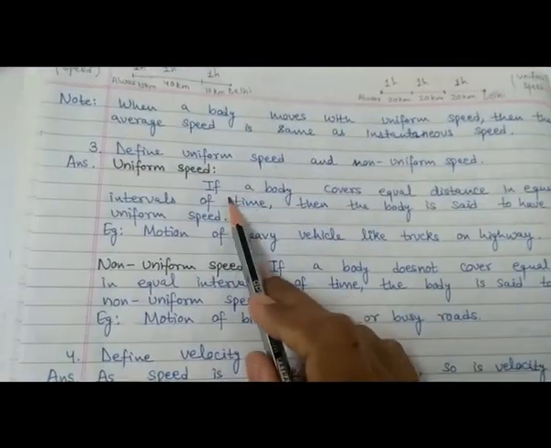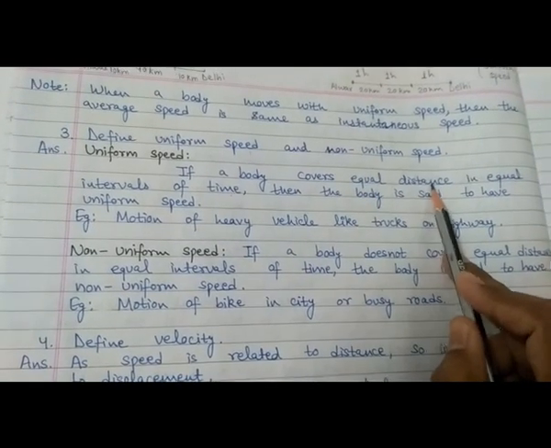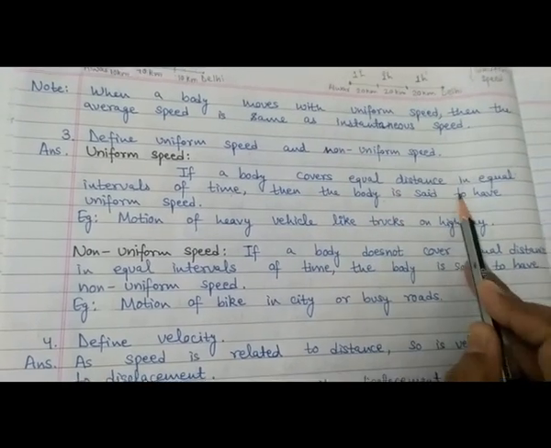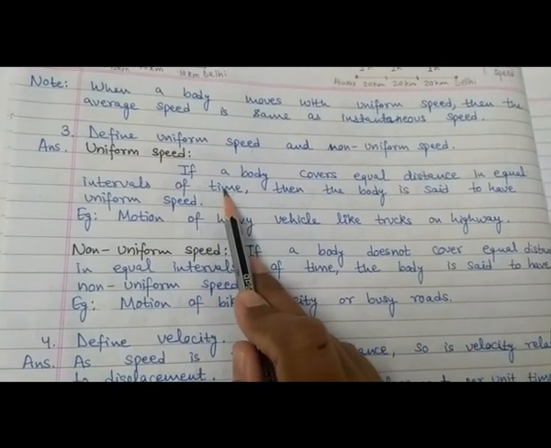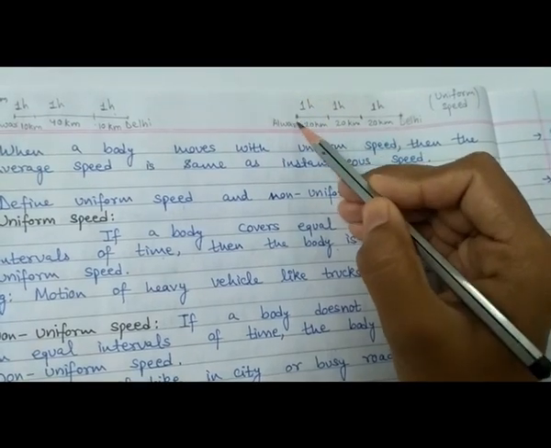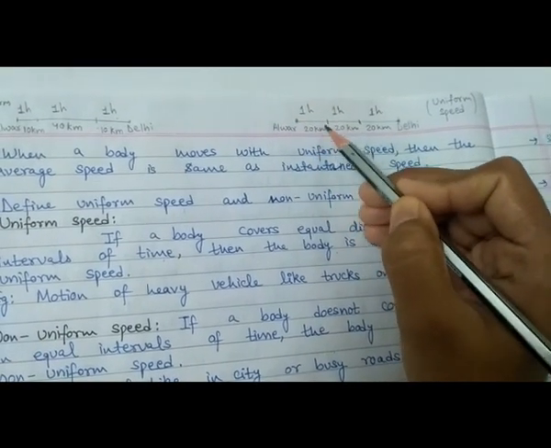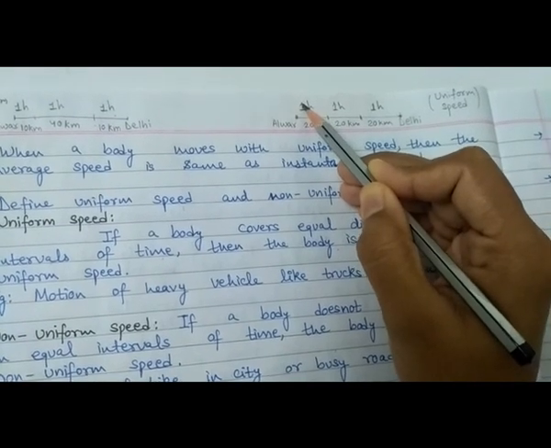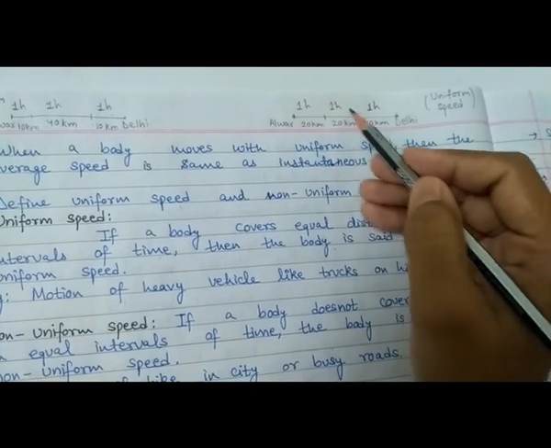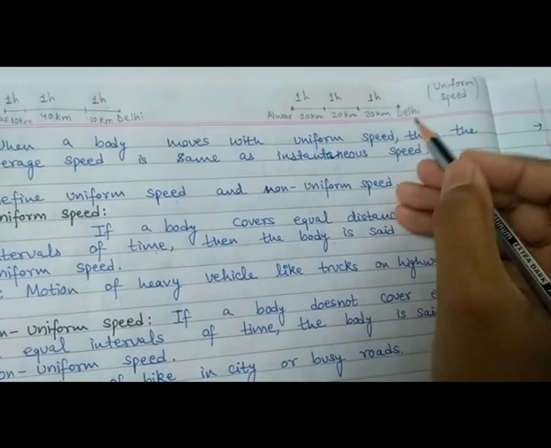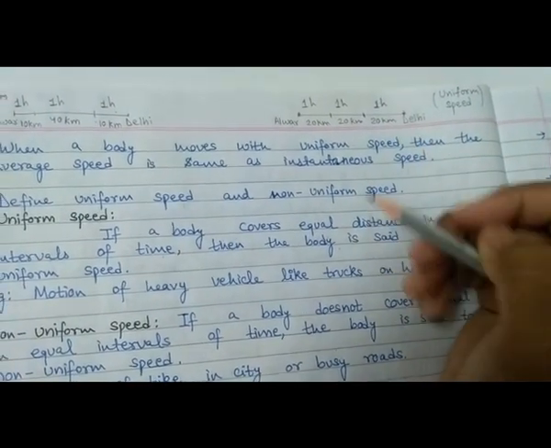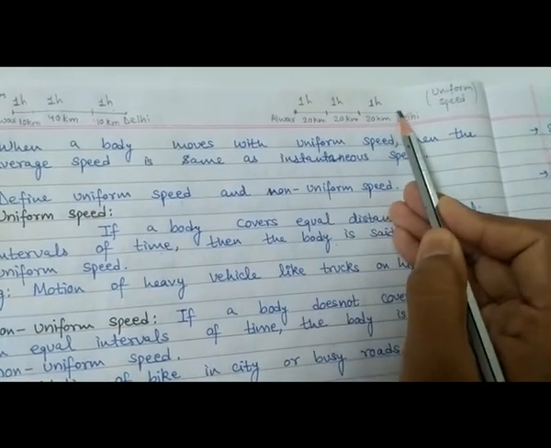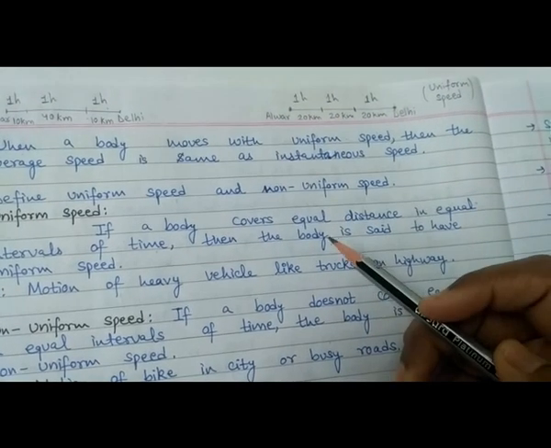That means if a body covers equal distance in equal interval of time, then the body is said to have uniform speed. In this part of the distance, my speed would be 20 kilometer per hour. Per hour means in 1 hour. Here also 20 kilometer per hour. So at every point in the entire journey, my speed is 20 kilometer per hour.